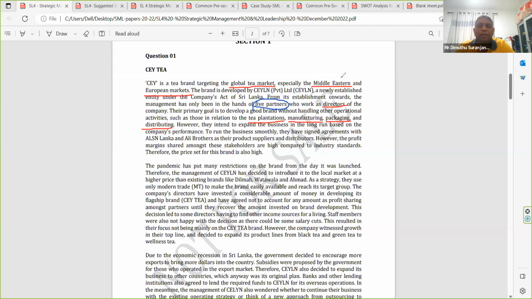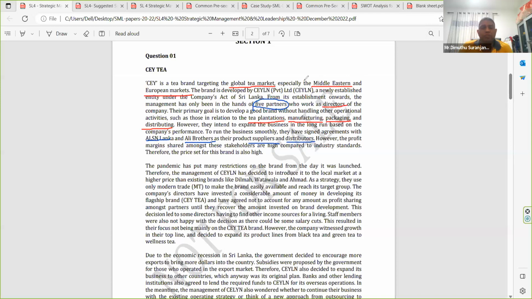To run the business smoothly, they have signed agreements with ALS Sri Lanka and Ali Brothers as their product suppliers and distributors. See. Now more information, right? So a very interesting one, right? Suppliers, distributors. Now see, so already a lot of stakeholder parties are given.